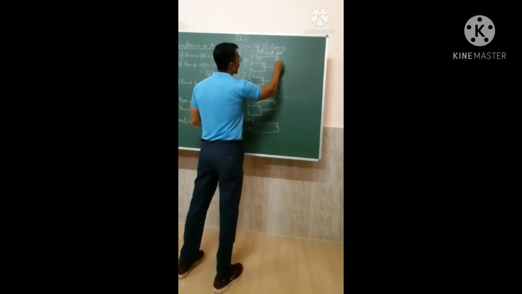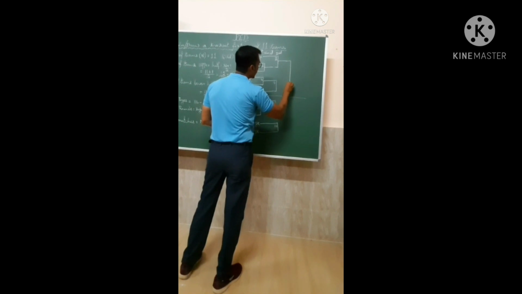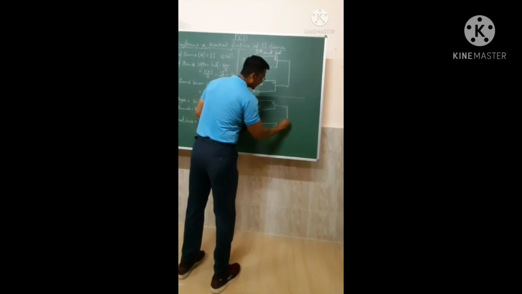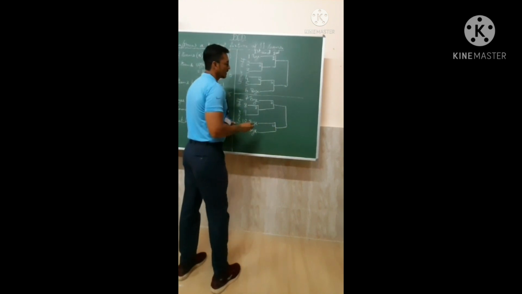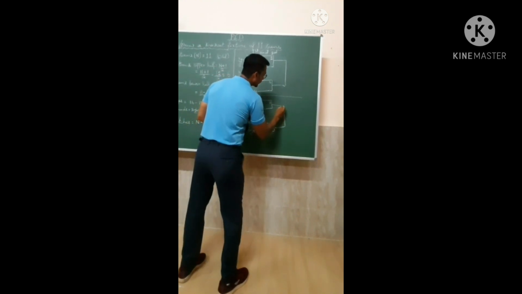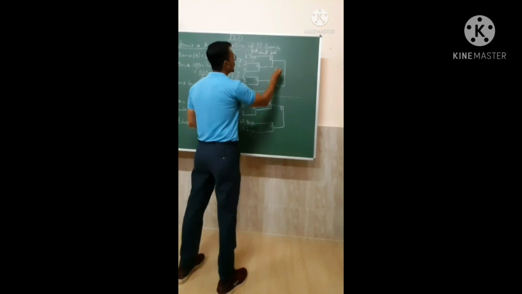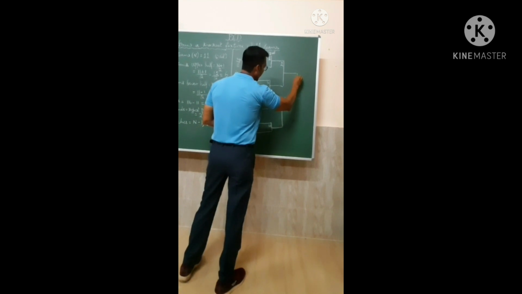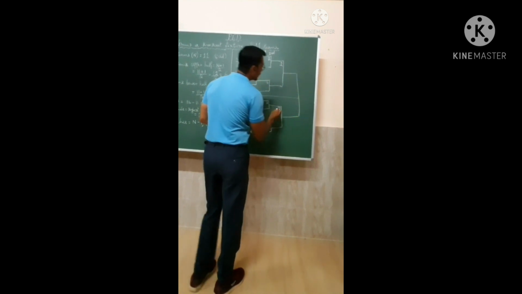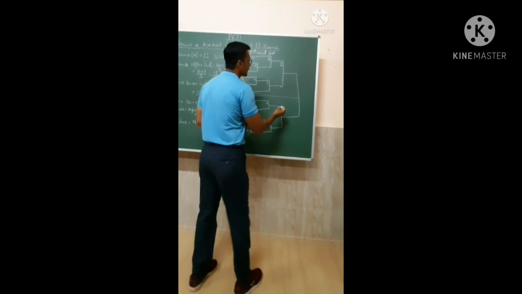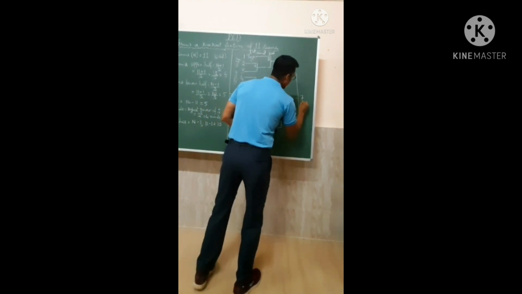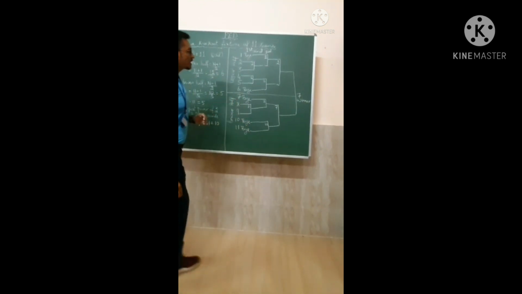Third round: this team will play with this team. So 2 will play with 6 and 7 will play with 10. Suppose the winner here is 7, and suppose here 2 is the winner. Now 2 and 7 is the final. And suppose 7 wins. So 7 is the winner.